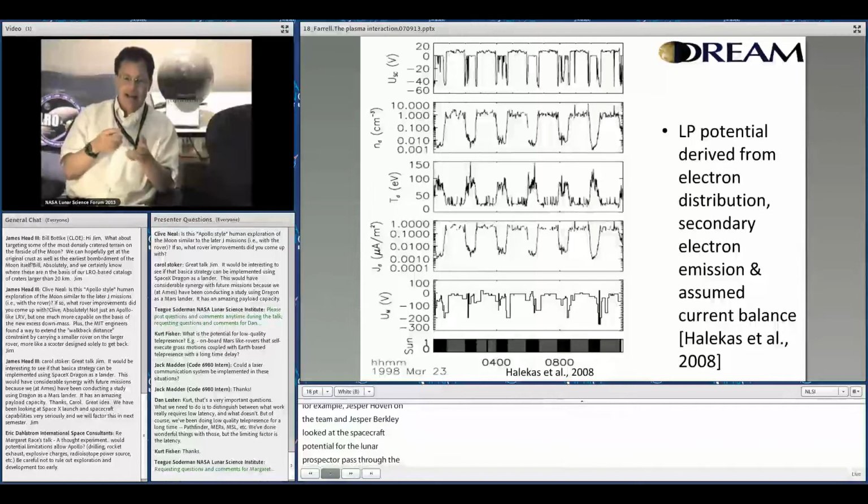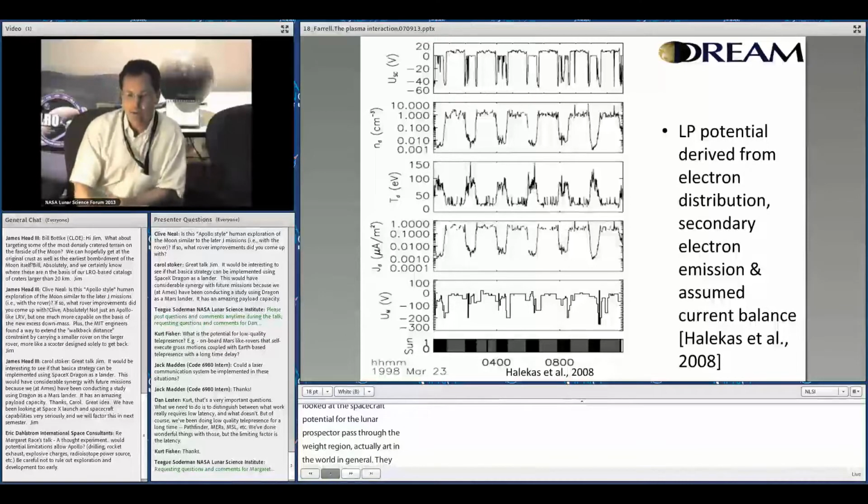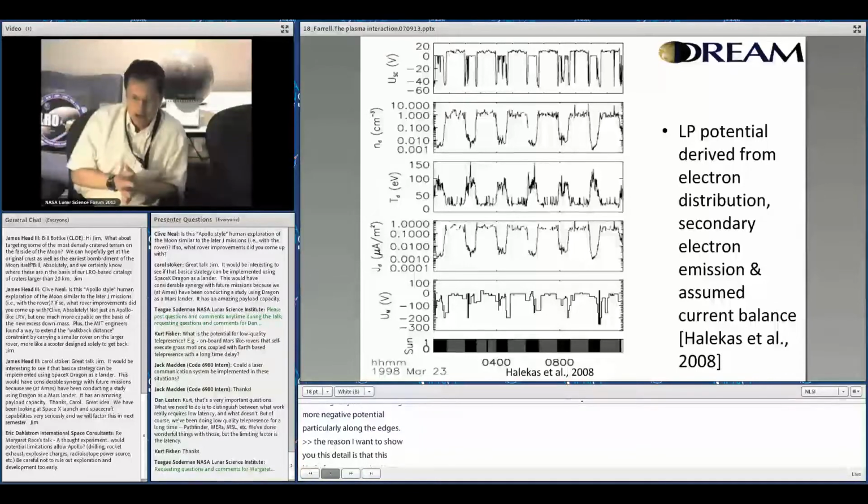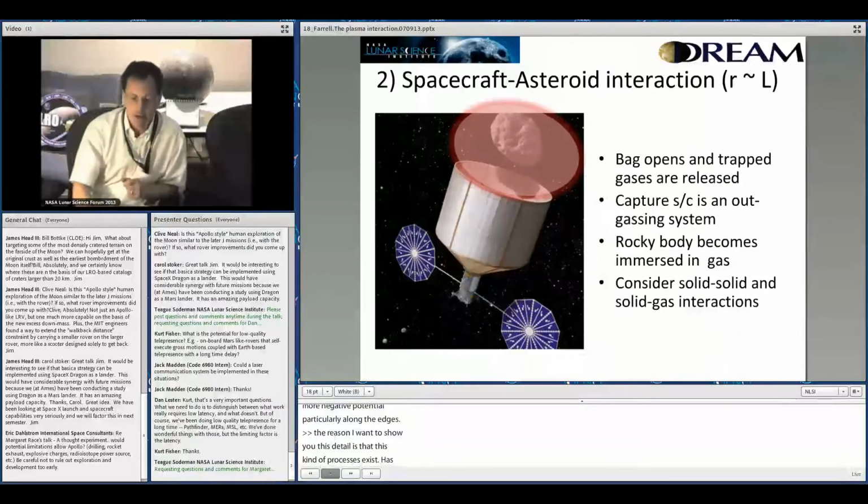What they found is that on the day side, photoelectron processes would charge the spacecraft positive, but when you got into the night side wake region, you would tend to get more negative potentials, particularly at the edges along the wake flanks. The reason I want to show you this detail is that for this kind of process, there are already existing models, and it's been pretty well studied how an object passing through the lunar wake behaves. So I think that one we know pretty well.